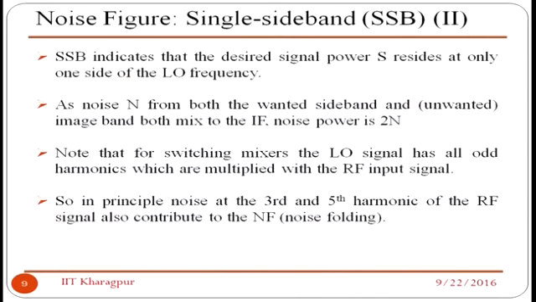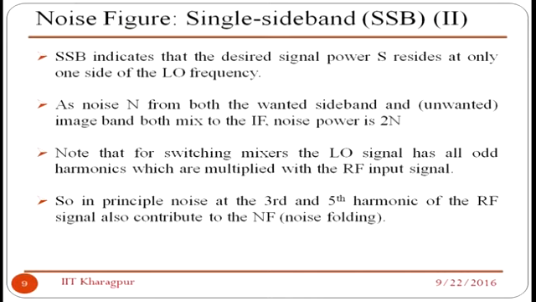So noise figure, if you look at that, SSB indicates that the desired signal power S resides at only one side of the LO frequency. As noise N from both the wanted sideband and the unwanted image band are adding, the noise figure becomes 2N. And for the switching mixer, the LO signal has all the odd harmonics which are multiplied with the RF input signals. So, in principle, noise at the third and fifth harmonics of the RF signal also contributes to the noise figure, which is called noise folding. I will come to the noise folding.